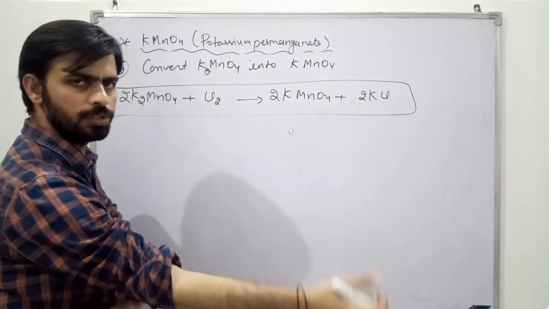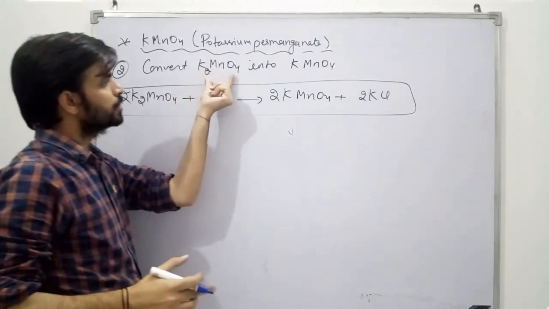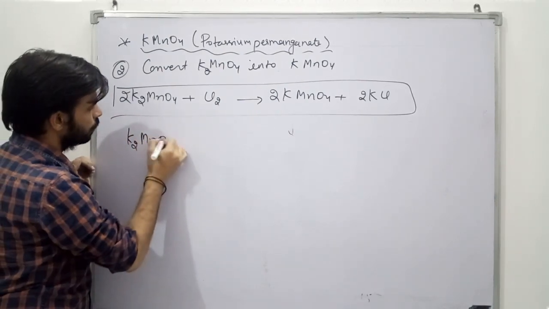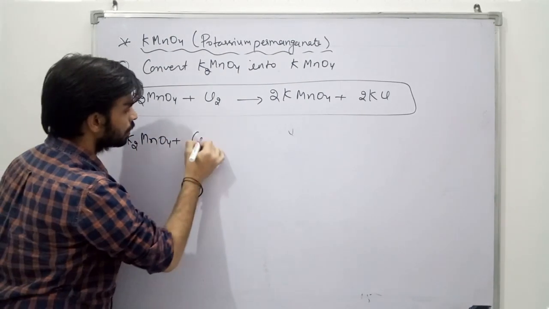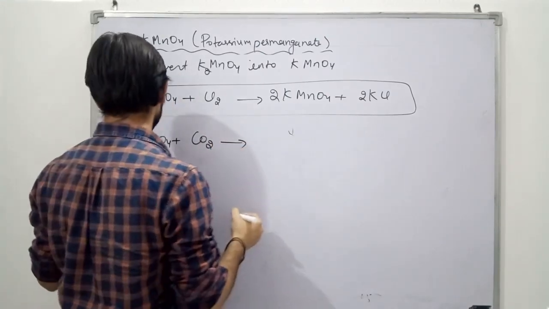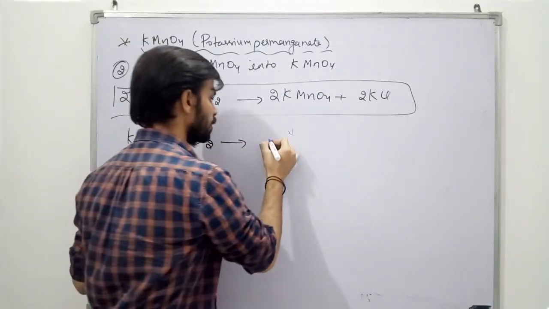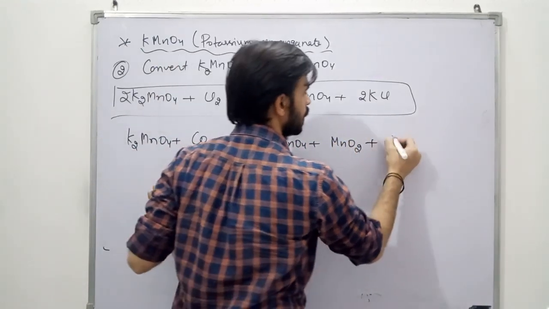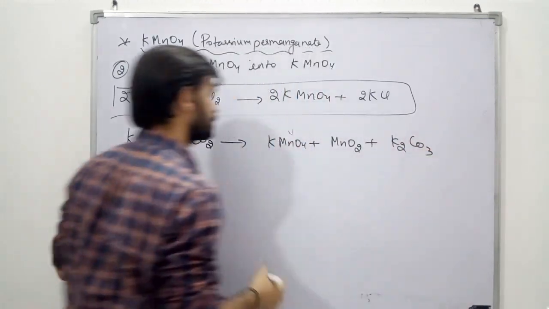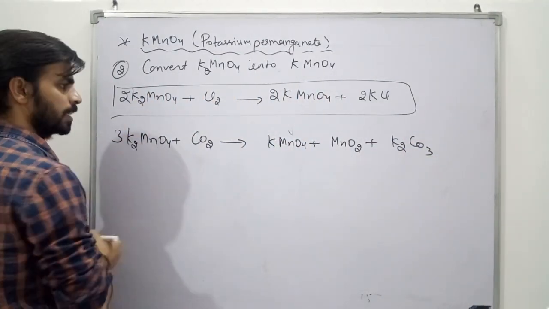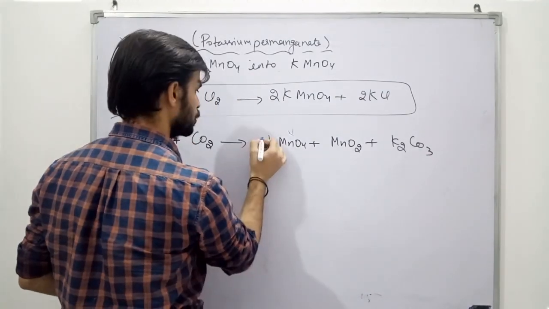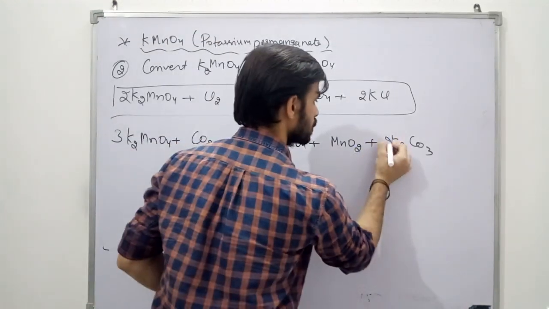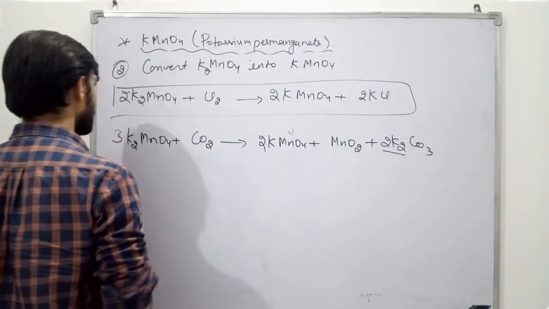With this, we also have a few reactions by which we can convert potassium manganate into potassium permanganate. For example, K2MnO4, when treated with carbon dioxide, converts into potassium permanganate: KMnO4 plus manganese oxide plus K2CO3. Now multiply this equation by 3, this by 2. Now we have 2 plus 4, 4 plus 2, 6, 6.